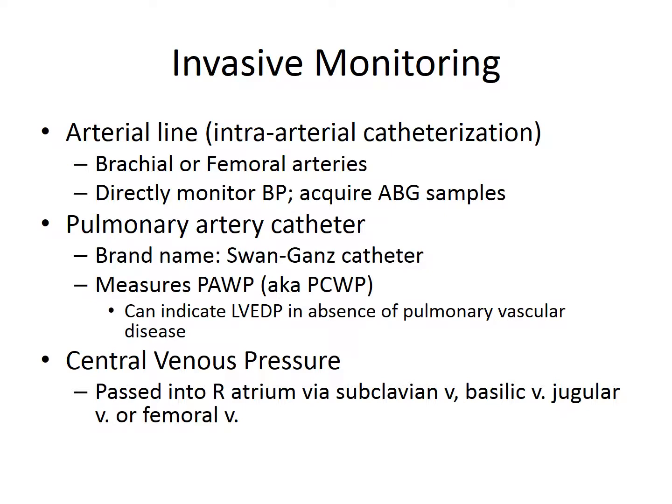The pulmonary artery catheter may be used to assess heart pressures, in particular pulmonary artery wedge pressure, also called pulmonary capillary wedge pressure. The pulmonary capillary wedge pressure can indicate pressures in the left ventricle as long as no pulmonary disease is present. Central venous pressure provides important information regarding pressures affecting the right side of the heart. To assess central venous pressure, a transducer is inserted into either the subclavian, basilic, jugular, or femoral veins.